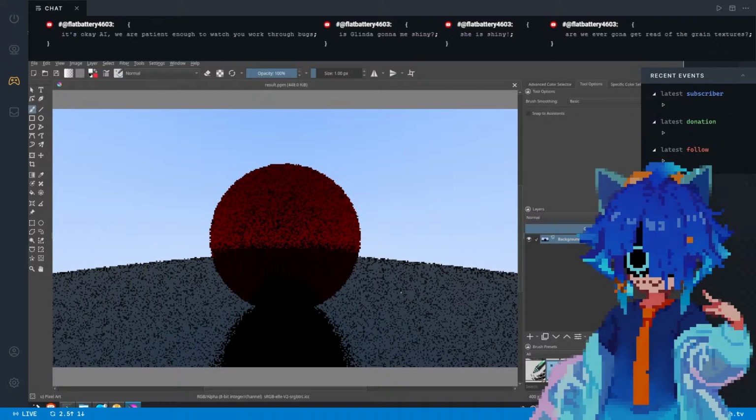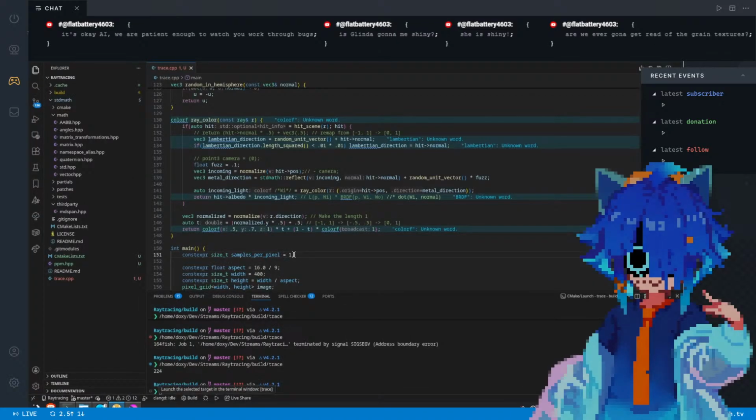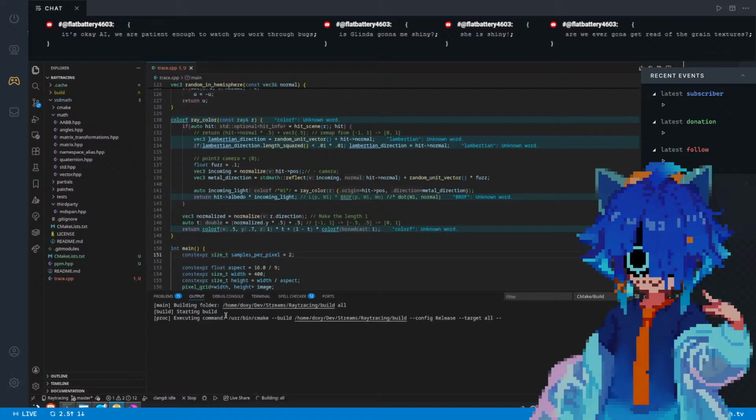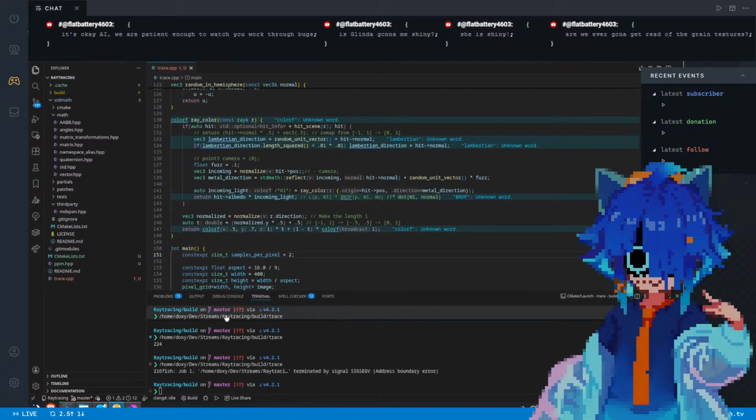Yeah. Are we ever gonna get rid of the grain textures? To get rid of the grain textures, you up the sample count. But there is a bug with the higher samples that's causing crashes. So we're not doing that.